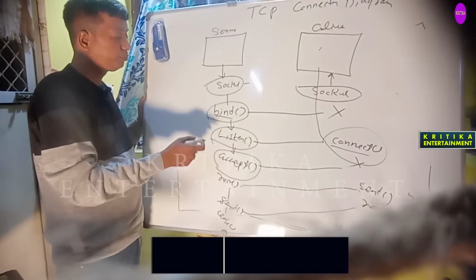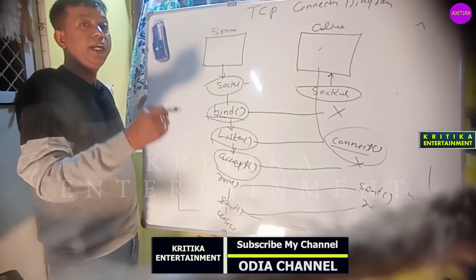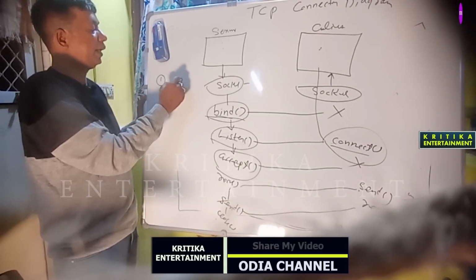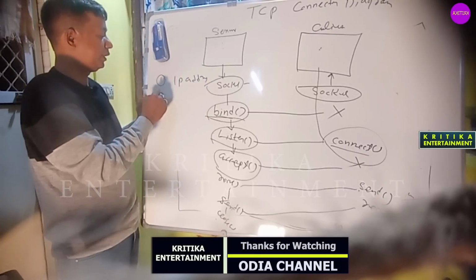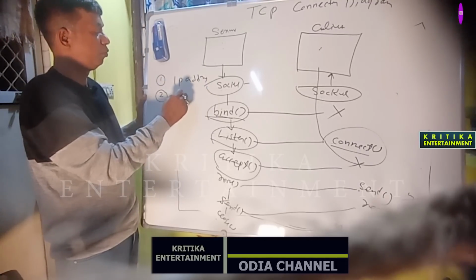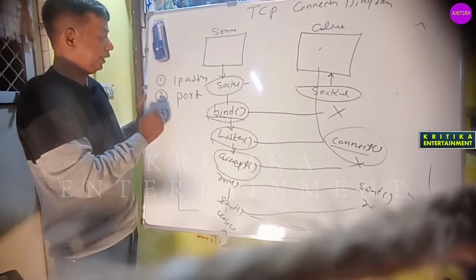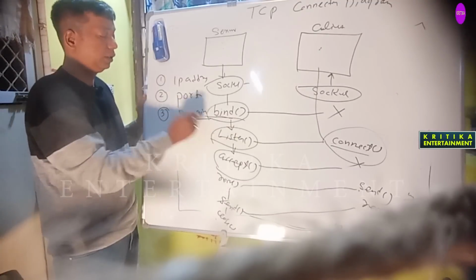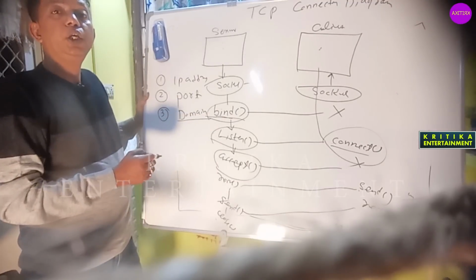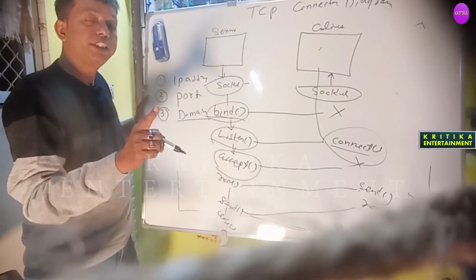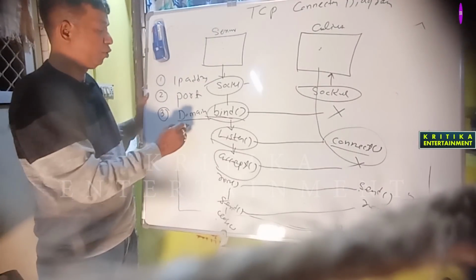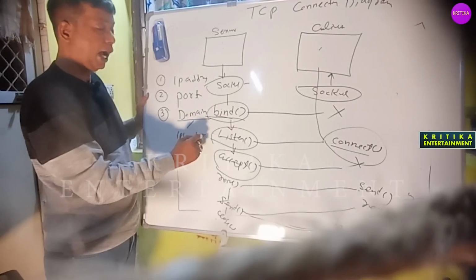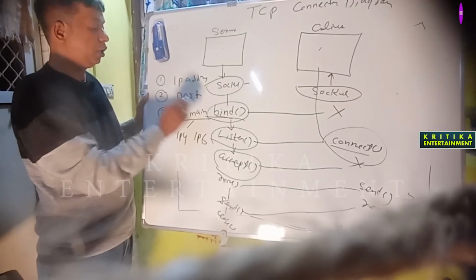Next, what is bind? To make a socket, we need three things. First is your IP address. Second is the port. Third is the domain. Domain means whether you are using the IPv6 or IPv4 version. Domain has two types: IPv4 or IPv6. So this is called the domain.